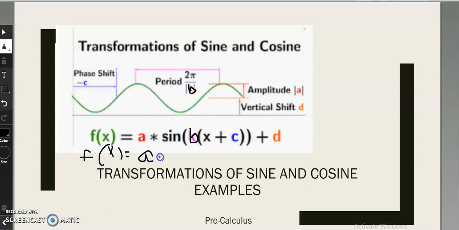We have A, which is the amplitude, times cosine, times B, times X, times C, which is also known as the phase shift, plus D, which is also known as the vertical shift, and or the midline.